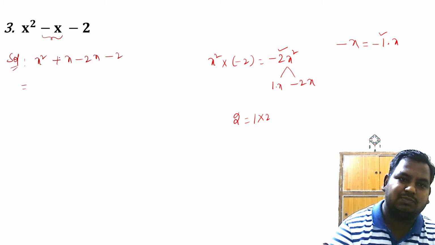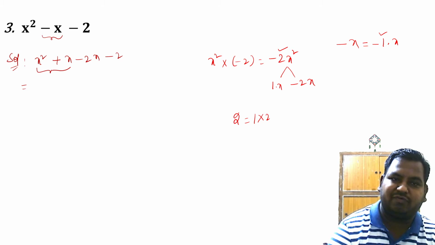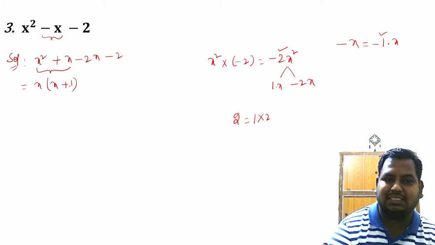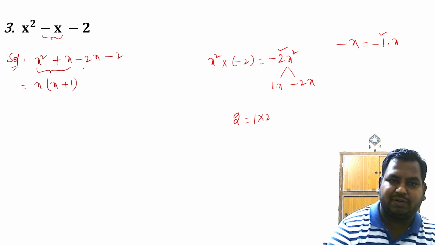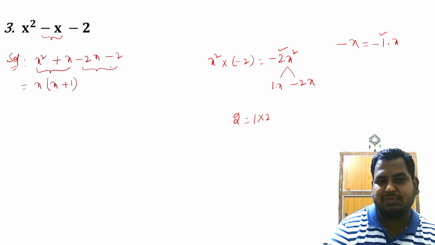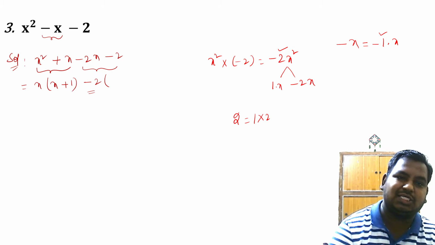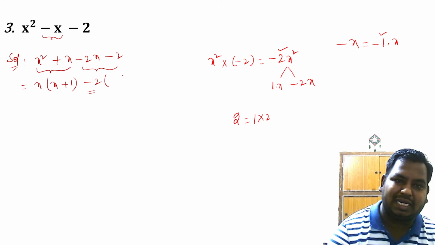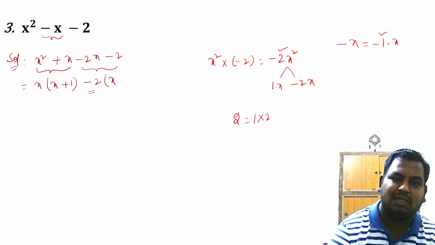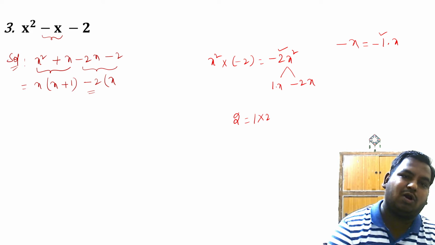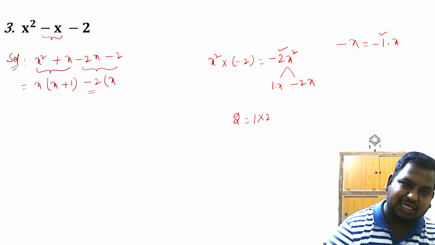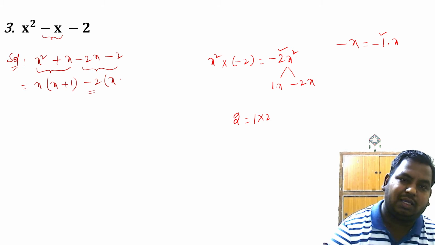From the first two terms, I can take x common. If I take x common, I am left with x plus 1, because x into x is x square, and x into 1 is x. From the last two terms, I can take minus 2 common. Minus 2 into what is minus 2x? It's x. Minus 2 into x is minus 2x. Minus 2 into what is minus 2? Minus 2 into 1 is minus 2.